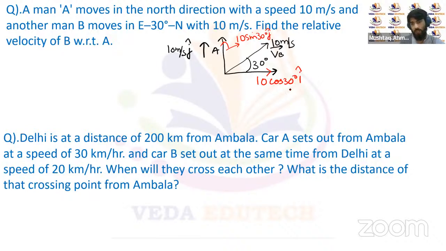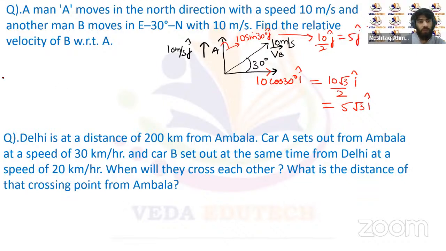So 10 cos 30 degree will be equal to 10 multiplied by root 3 upon 2, that's i cap, or we can write it as 5 root 3 i cap. And this Vy component, or the vertical component of this Vb velocity, will be equal to 10 upon 2 j cap, that will be equal to 5 j cap, right? So our Va we can write as 10 j cap, and we can write Vb as 5 root 3 i cap plus 5 j cap.